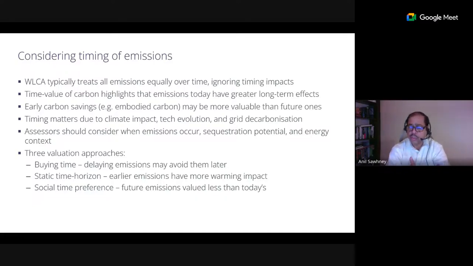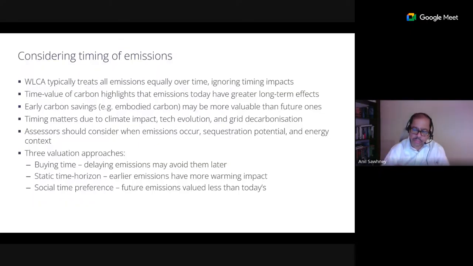Timing matters due to climate impact, technology evolution, and grid decarbonization. So it can be seen from different sides. If you delay, then maybe technology will improve, maybe the grid will be decarbonizing. So timing is therefore very important to be considered. The assessor should consider when emissions occur. Sequestration potential and energy context are crucial.